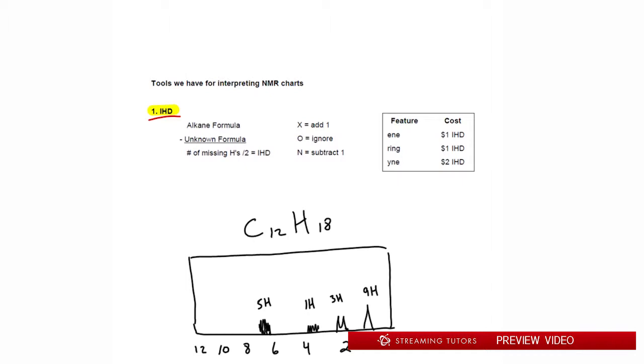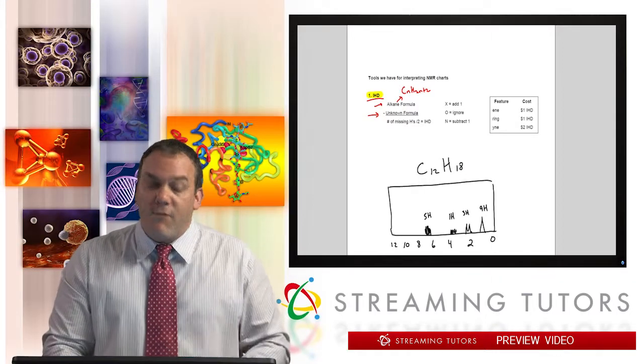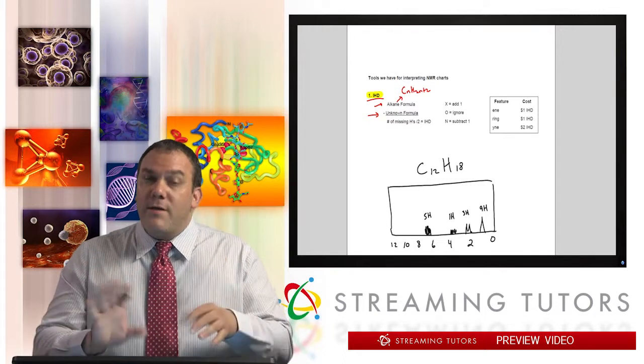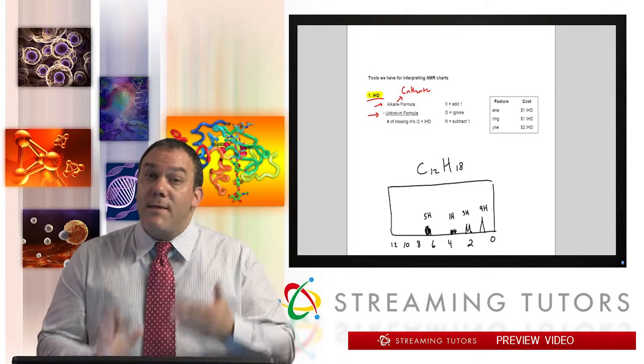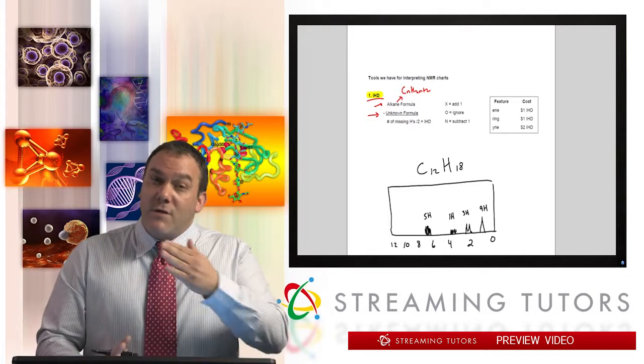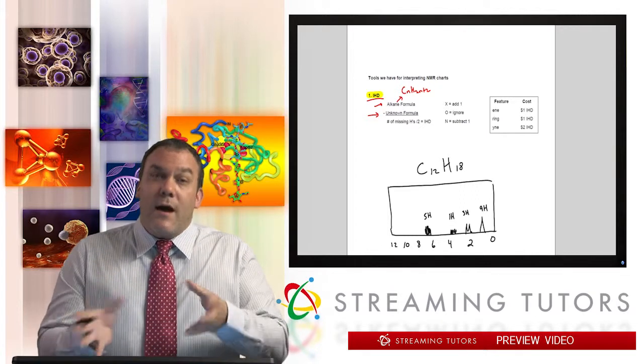IHD, remember, that's index of hydrogen deficiency, and what we do is we take our unknown formula, and by looking at our unknown formula, carbon count, we can figure out what the alkane should be. Remember, it's CnH2n+2. That's how you figure out your alkane. And since I know my unknown number of carbons, I can plug it into this formula. Now, our goal is to subtract and figure out how many H's are missing from an alkane. If you divide that number by 2, you get the IHD count.